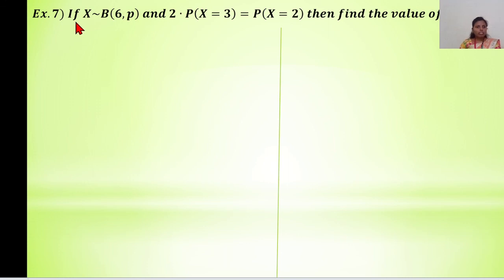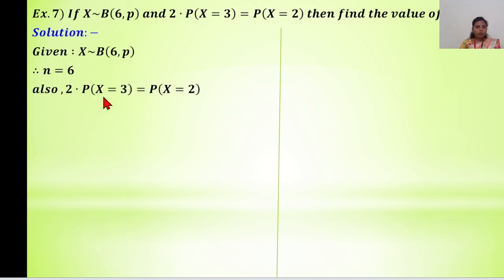Now let's see the next example. Example number 7. If X follows binomial distribution with parameters n equal to 6 and p, and 2 into probability of X equal to 3 is equal to probability of X equal to 2, then find the value of p. Let us see the solution of that example. Given X follows binomial distribution with 6 and p, therefore n is equal to 6. Also 2 into probability of X equal to 3 equal to P of X equal to 2.